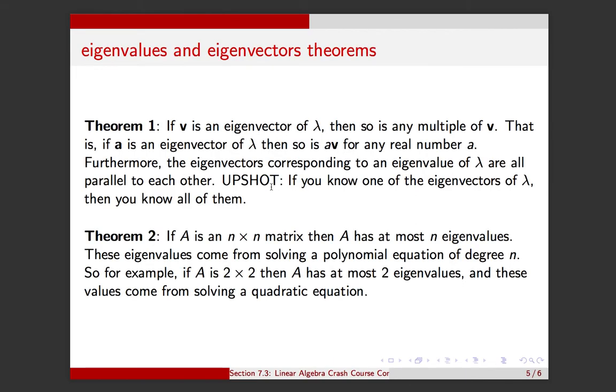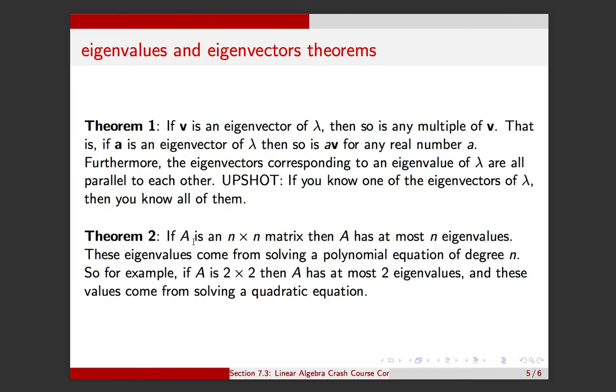Okay, furthermore, the eigenvectors corresponding to a single eigenvalue are all parallel to each other. So basically what that means is that a times v, those are all the eigenvectors of this lambda, for us anyway. So upshot, if you know one of the eigenvectors of lambda, then you know all of them for us.